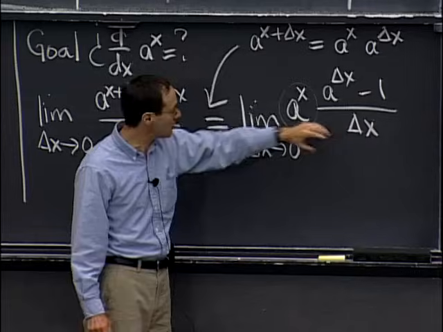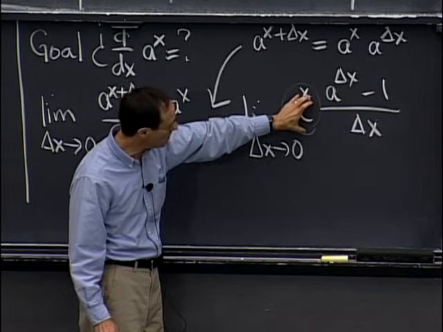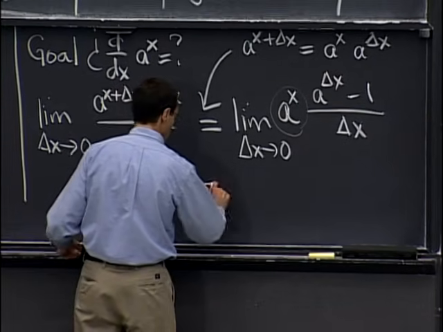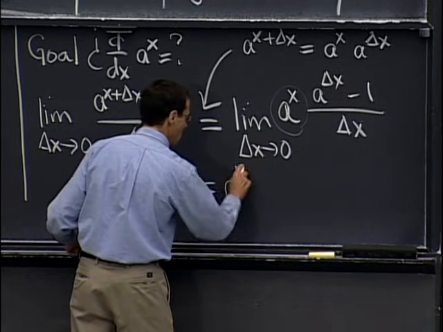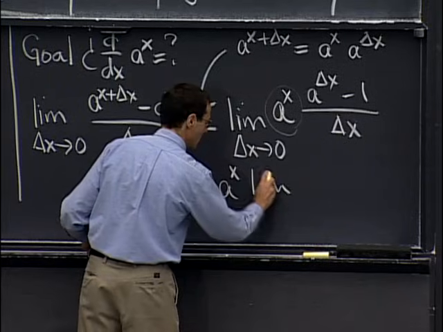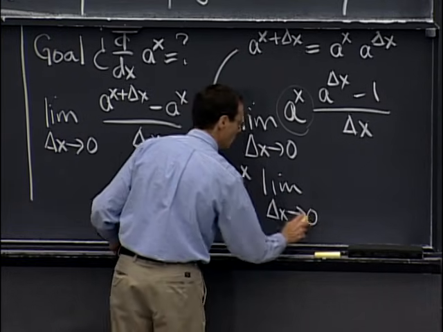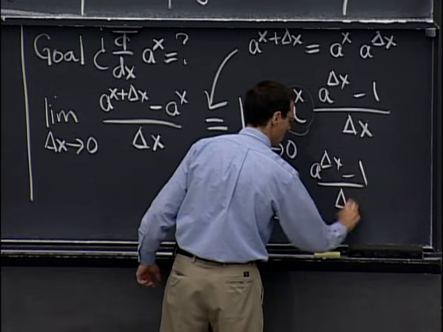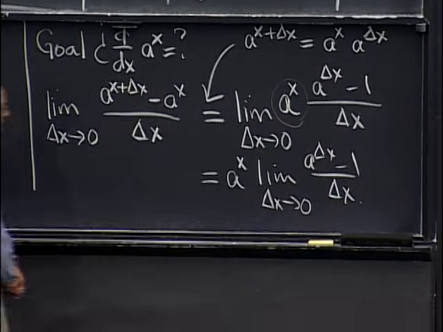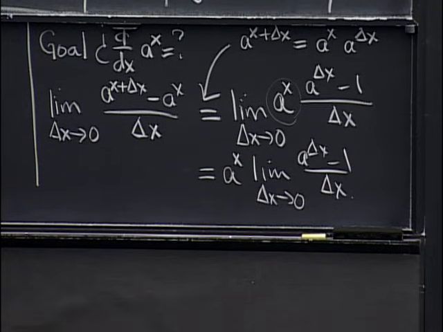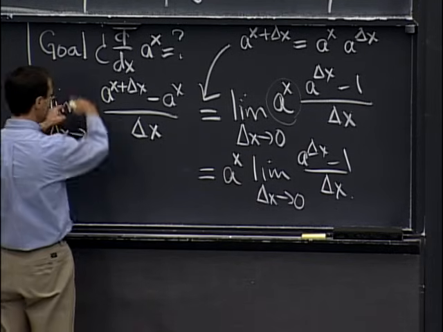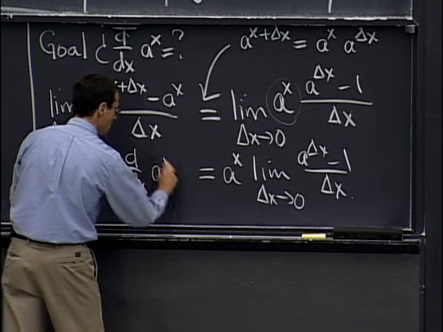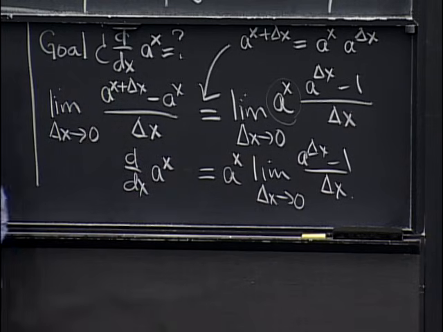A constant times the limit is the same whether we multiply before or after we take the limit. So I'm just going to factor that out. That's my next step here: a to the x, and then I have the limit as delta x goes to 0 of a to the delta x minus 1 divided by delta x. All right? And so what I have here, this was by definition the derivative. So here's d by dx of a to the x, and it's equal to this expression here.